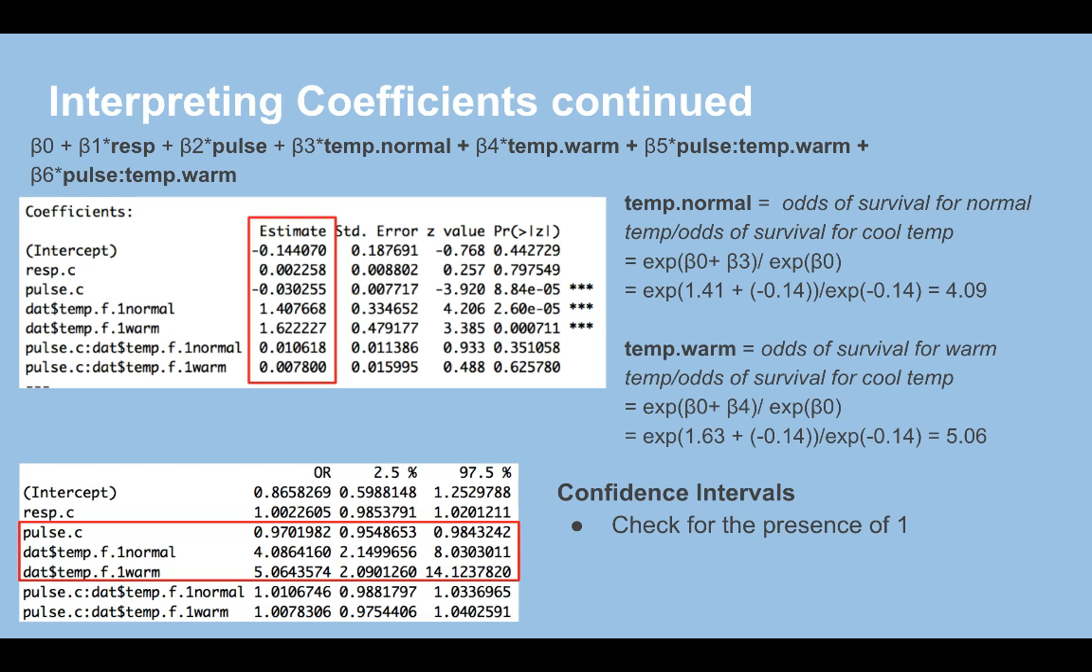So we can see that pulse is significant because 1 is not present in the confidence interval, as well as the normal is significantly different than cool, and warm is significantly different than cool for our group levels.